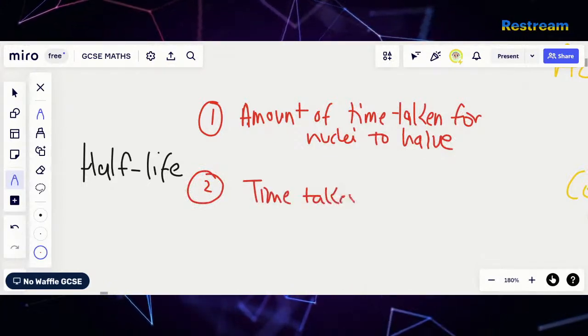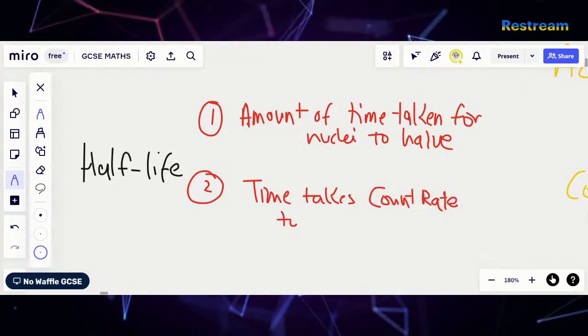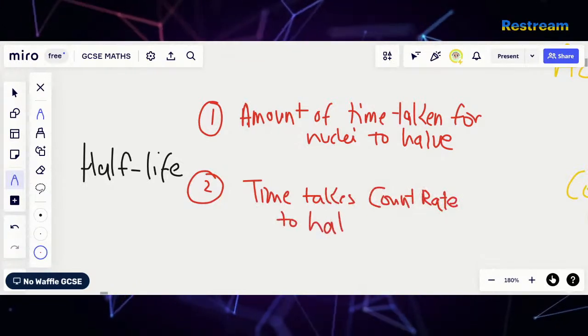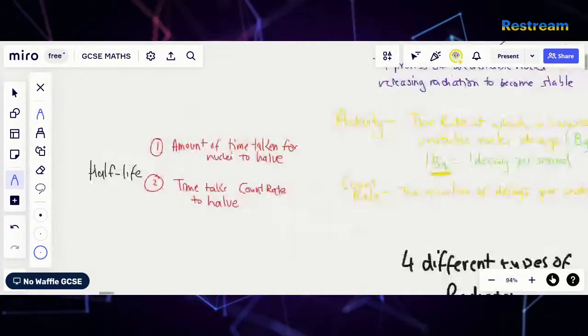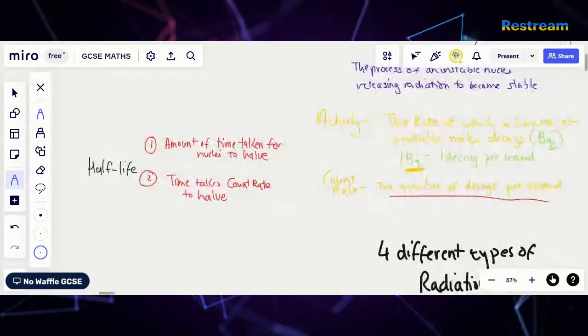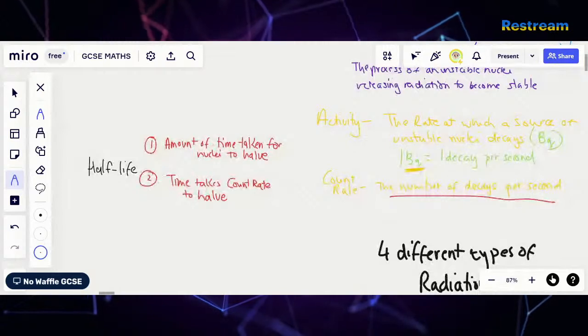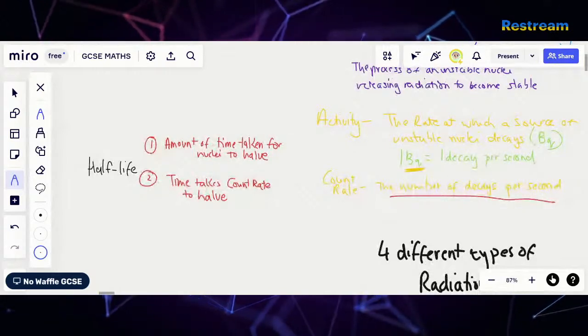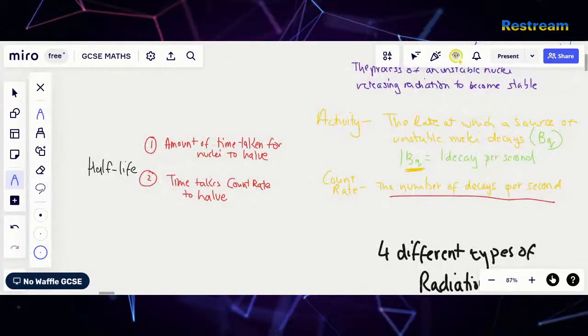for the count rate to fall to half its initial level, so to also halve. So remember when we said here that the count rate is the number of decays per second. So half-life is the time it takes for the number of decays per second to reduce by half.